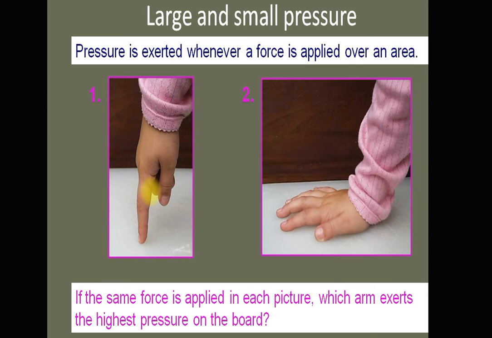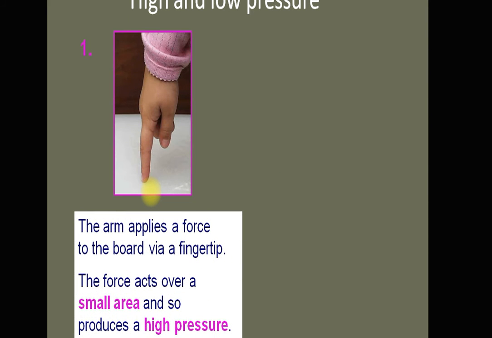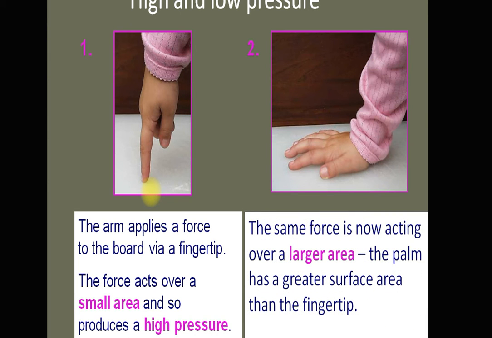If the same force is applied in each picture, which arm exerts the highest pressure on the board? We've decided, right? High and low pressure. Of course, the arm applies a force to the board via a fingertip. The force acts over a small area and so produces a high pressure. And this is the opposite. The same force is now acting over a large area, and then we have a low pressure. Sorry, the screen there is cutting some of it. I guess this is high and low pressure.